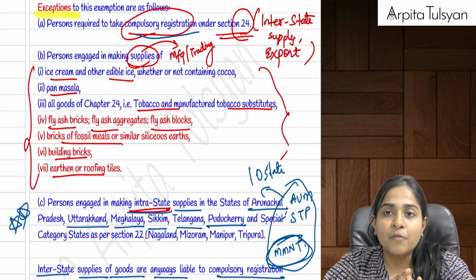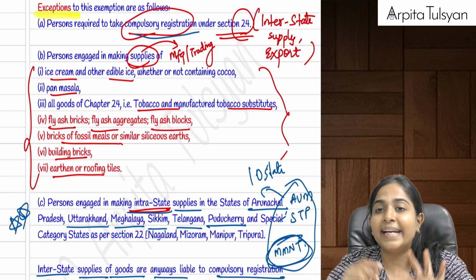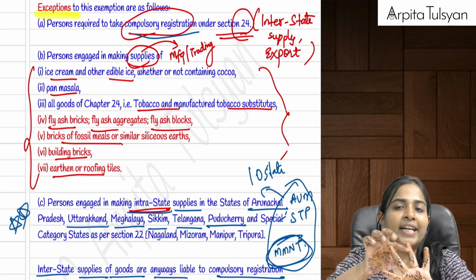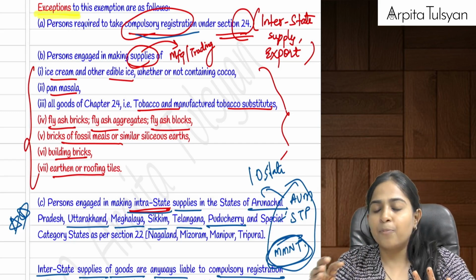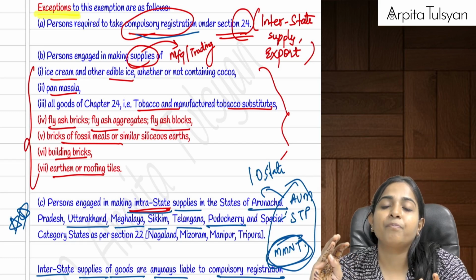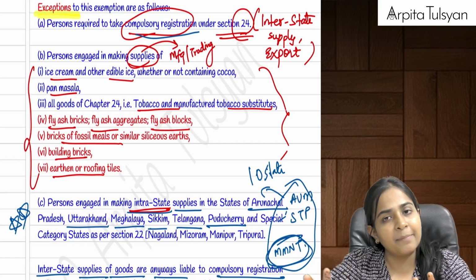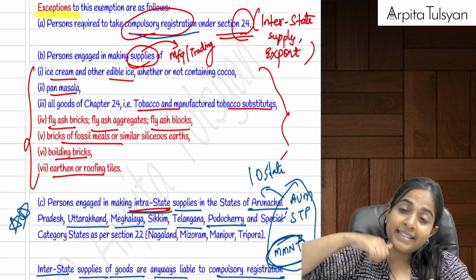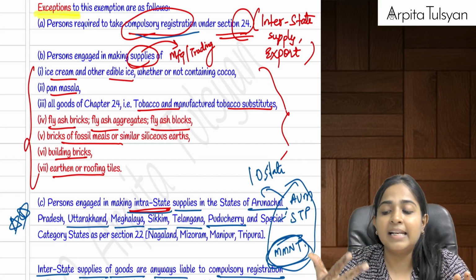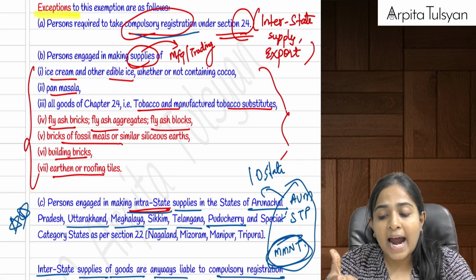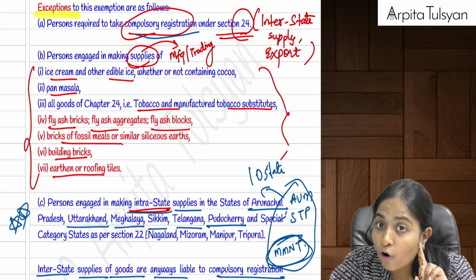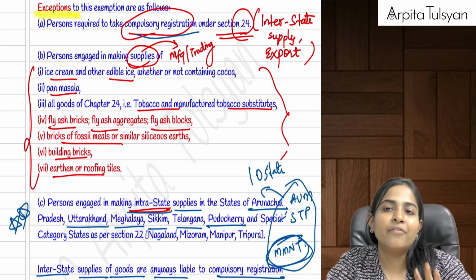Third one, if I am situated in 10 states, out of 10 you already know 4: Mizoram, Manipur, Nagaland, Tripura, for them the limit will be 10 lakhs, and for the rest 6 states, that is Arunachal Pradesh, Uttarakhand, Meghalaya, Sikkim, Telangana and Puducherry, for these 6 states also the 40 lakh limit is not applicable for goods, instead the 20 lakh limit will apply.